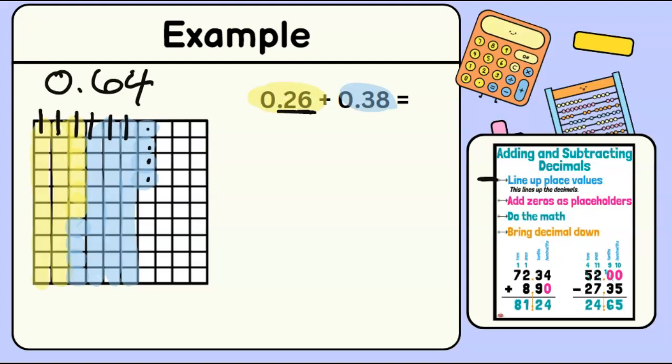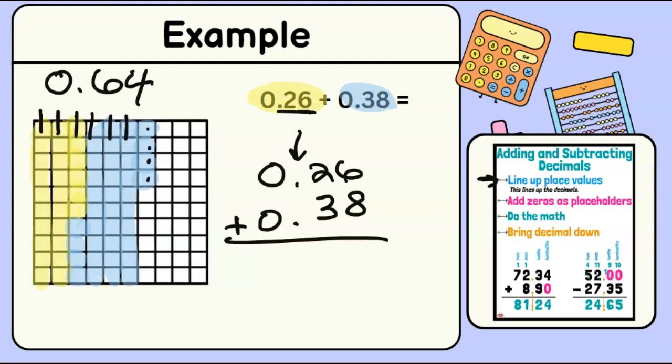Now, with my algorithm, I'm going to go ahead, I'm going to follow the steps here. First, I'm going to line up my place values, 0.26 and 0.38. You can see that my decimal points are lined up so my tenths place and my hundredths place naturally fall on top of each other. Now I'm going to add like I would in any other addition problem. So I have 8 plus 6 is 14. Bring my 4 down and carry my 1. 3 plus 2 is 5 plus 1 is 6. Then 0 plus 0 is 0.